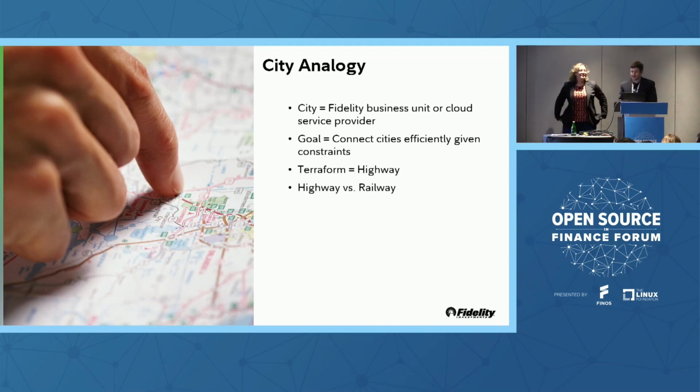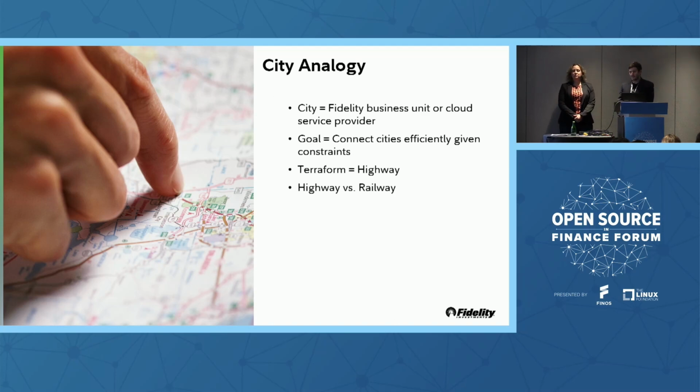So let's try to simplify that challenge with an analogy. Let's consider each business unit or cloud or SaaS provider, so think like AWS or Datadog or New Relic, as a city on a map. So think like the traveling salesperson problem almost, but we're not going to move from one place to another. We're going to connect all of them simultaneously. So our goal is to connect all of those cloud or BU cities to each other efficiently.